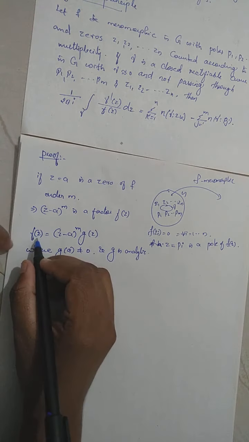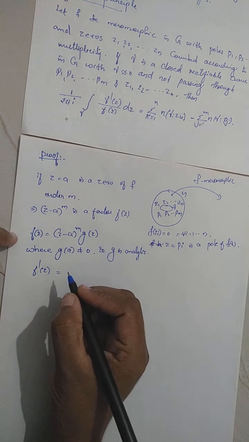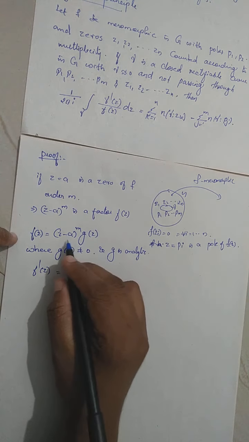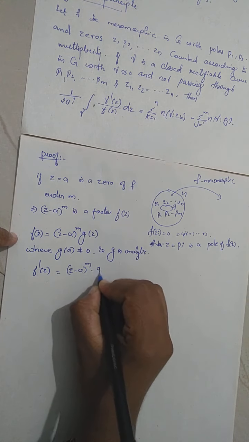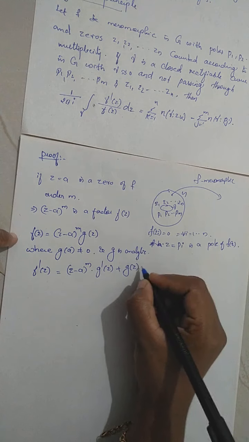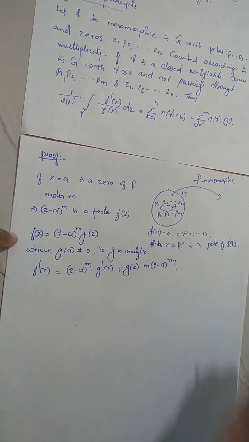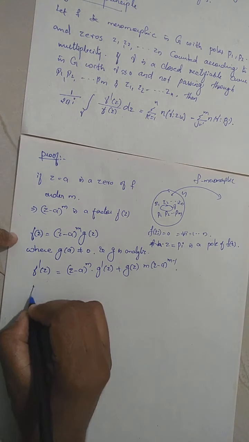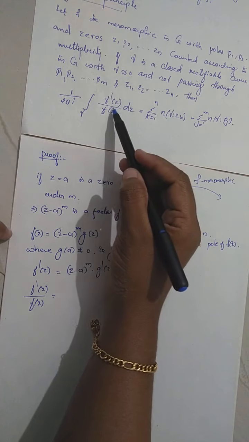When f z is equal to this product, what will be f dash z? F dash z will be equal to, by the product rule, the first function z minus a raised to m times the derivative of the second function, g dash z, plus the second function g z times the derivative of the first function, that is m into z minus a raised to m minus 1. Then what will be f dash z divided by f z? Because we want to evaluate this kind of integral, right?